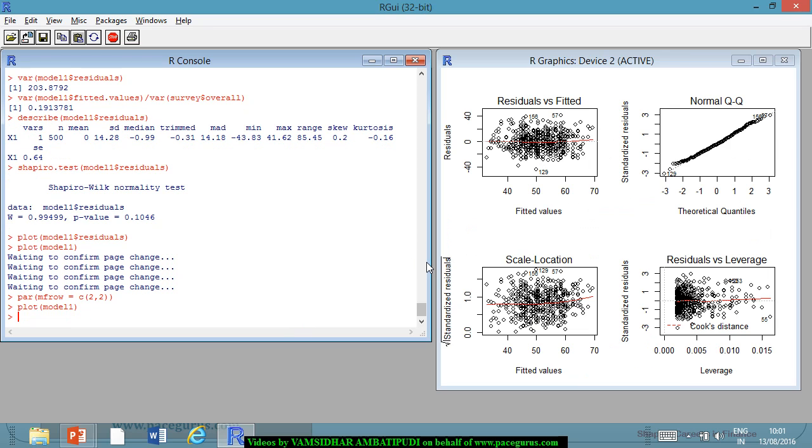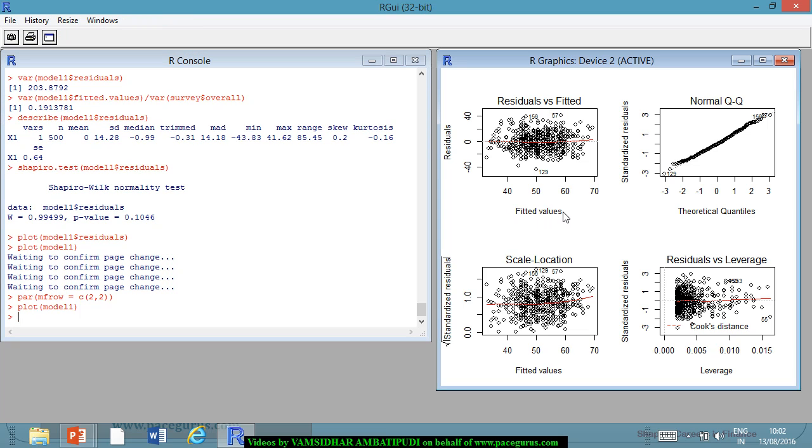So there are 4 different plots that have come up here. We'll go with the first plot. It's a plot of residuals versus the fitted values. The fitted value is taken here, and the residuals are typically taken here. It looks more or less scattered, almost scattered. There's no concentration somewhere, so there's no obvious pattern.